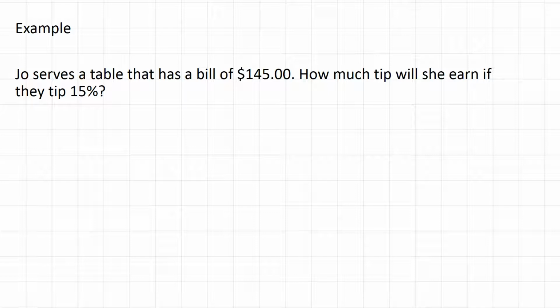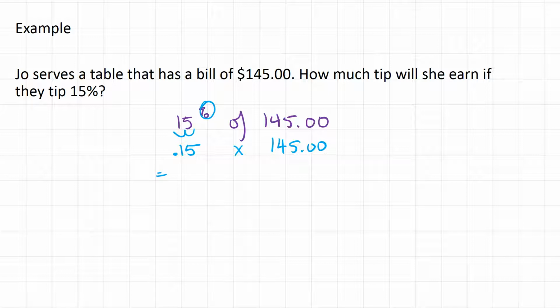Joe serves a table that has a bill of $145. How much tip will she earn if they tip 15%? So 15% of $145 is really what this question is asking. First step, change the percent into a decimal by moving the decimal place over. 0.15 times $145 equals $21.75. And that's a pretty generous tip.